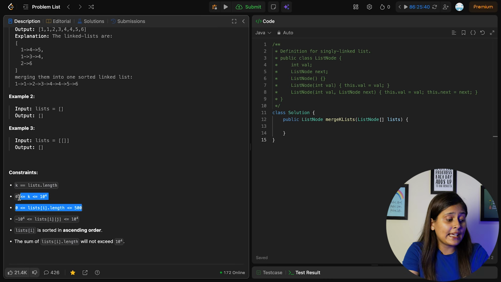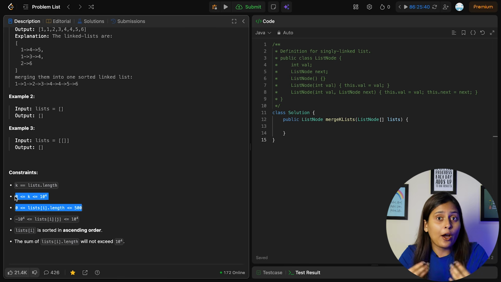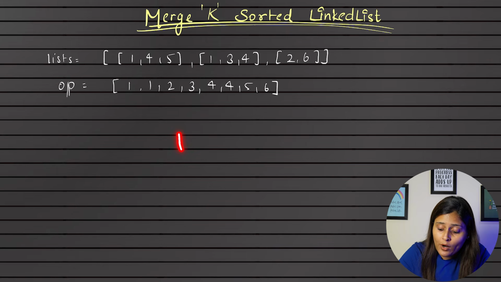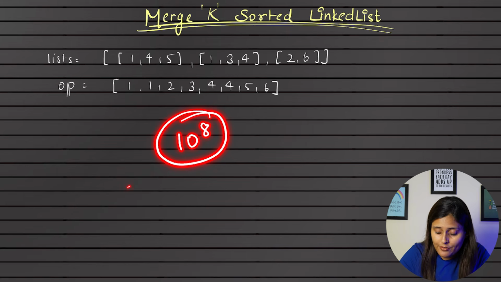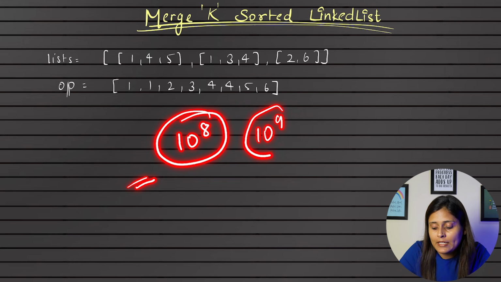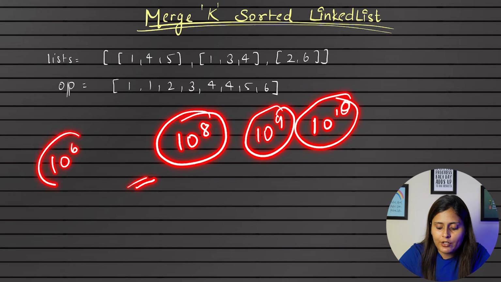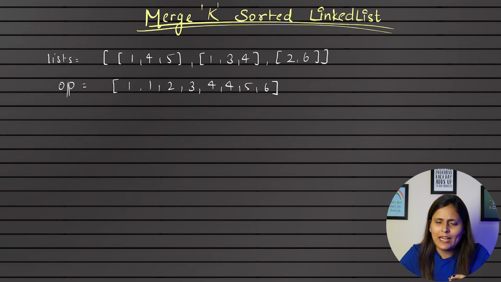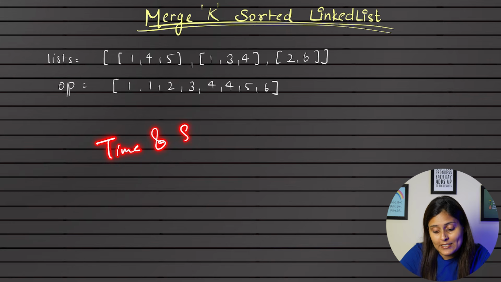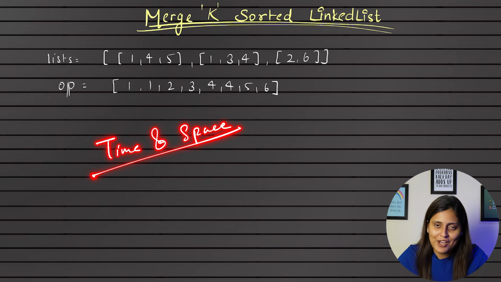So in total, can I say the total length of the linked lists will become 10 power 4 into 500, which is altogether 5 into 10 power 6, correct? Although it will not give TLE. Why? Because we know that beyond 10 power 8 our code is not safe, and for sure at 10 power 9, 10 power 10 it will give us TLE. So at 10 power 6 our code will be slower, but it won't give TLE. How? Because we have learnt about time and space complexity in our full video. I'll attach the link somewhere here.